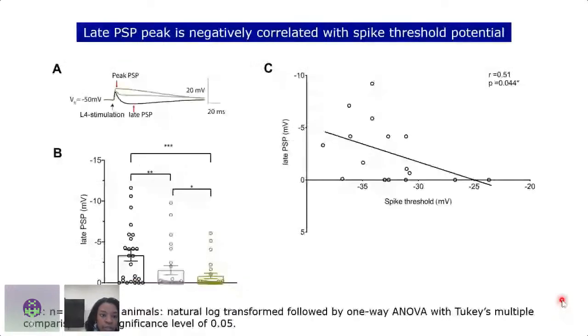We also looked at the late component of the PSP, which is enriched in the inhibitory component. And we saw that there was a reduction in the late PSP as you increase temperature. We also saw a negative correlation between the late PSP and spike threshold, which suggests that perhaps these neurons that have an elevated spike threshold have a reduction in the inhibitory inputs.